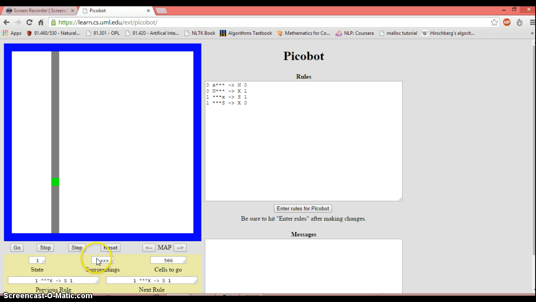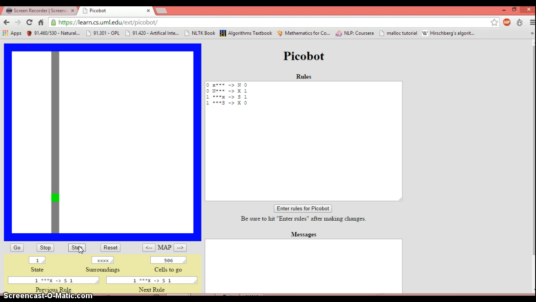Currently, its surroundings are labeled XXXX. What that means is there are blank spaces in all directions. Here, this X is north. The second one here is east. The third one is west. And then finally, the fourth X means south. It's always in the order north, east, west, south, or NEWS. It's a helpful way to remember it.